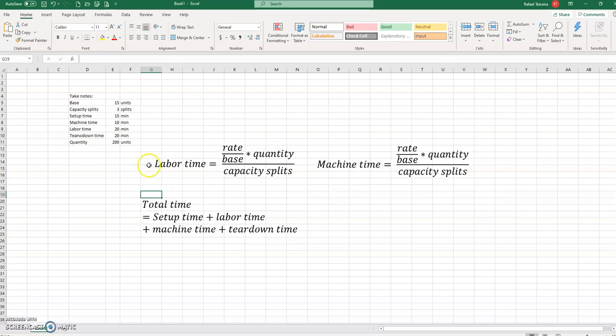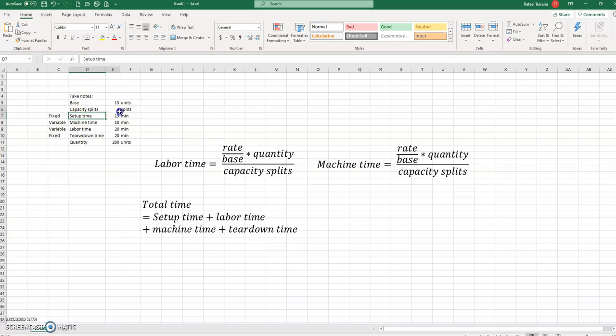So here are the formulas. Remember, setup time is fixed time, so we don't have to compute. Also, tear down time is fixed, so I don't have to compute. The only two that I have to compute are machine and labor time because they're variable time. They're variable, so their times vary. Okay, now let's do that.